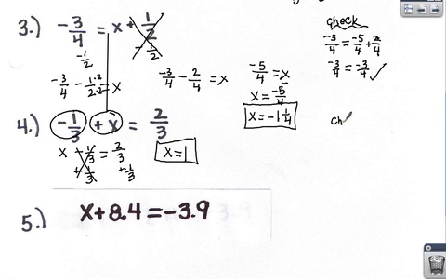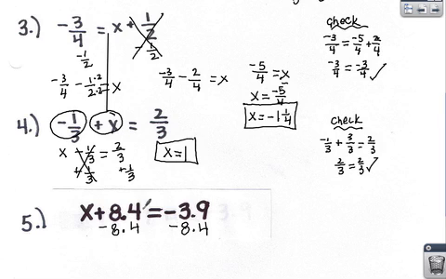Now I can check this. Negative 1/3 plus 1, or 3/3, equals 2/3. 2/3 does equal 2/3, so therefore x does equal 1. Pause the movie to try number 5 and resume when you're ready. X plus 8.4 equals negative 3.9. Now, we're adding 8.4 to x, so the inverse would be to subtract 8.4 from both sides of the equal sign. These cancel.